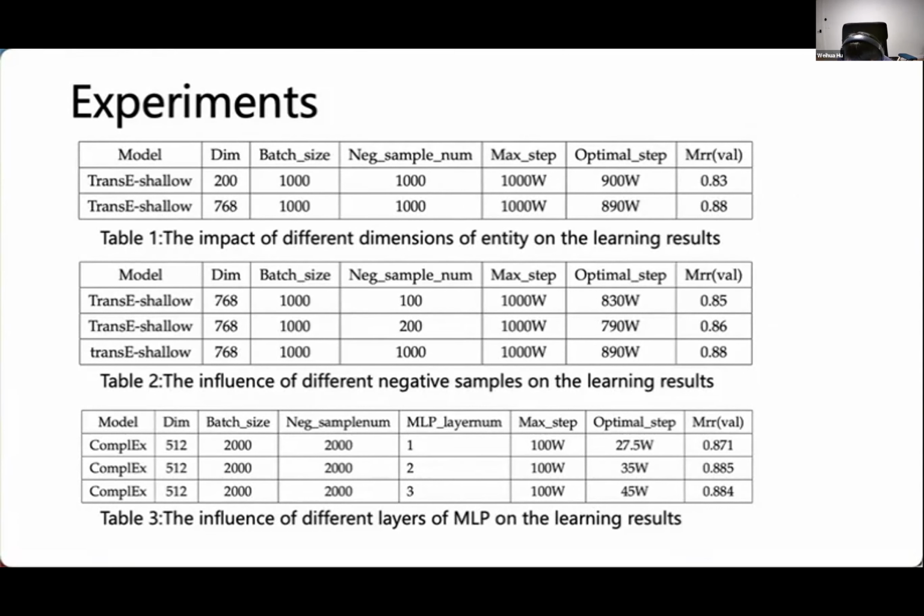And table 2 shows the influence of the different negative samples on the learning results. The more negative samples, the better the prediction performance. Here we take Tracy as an example. And table 3 shows the influence of the different layers of material perception on the learning results. For conducted training methods, the best performance is obtained when the layer of material perception is 2.